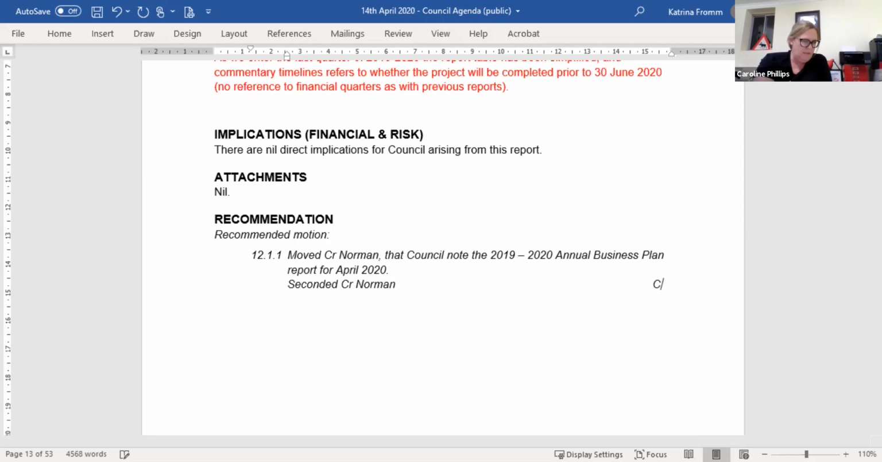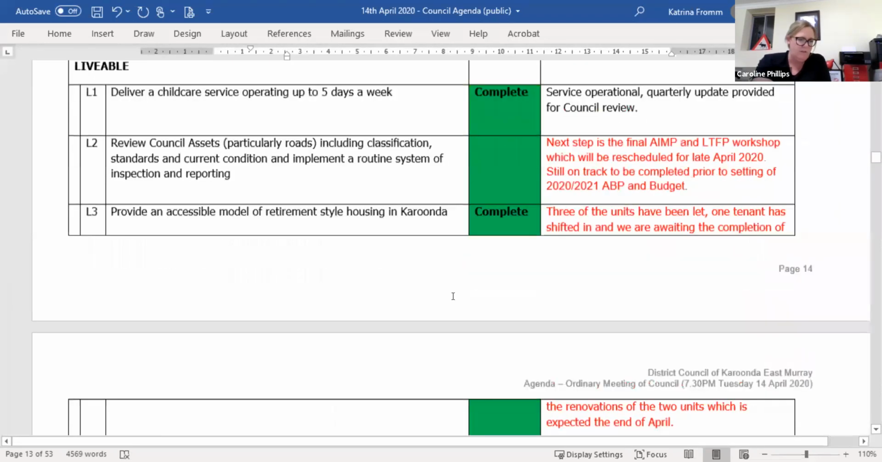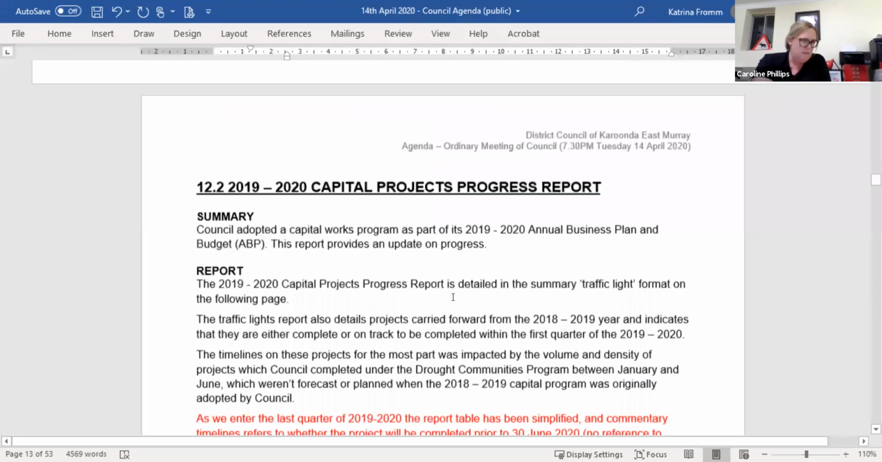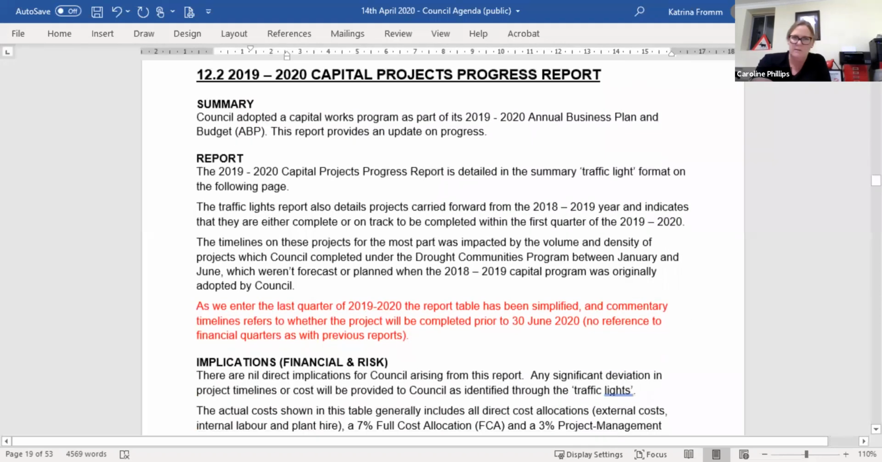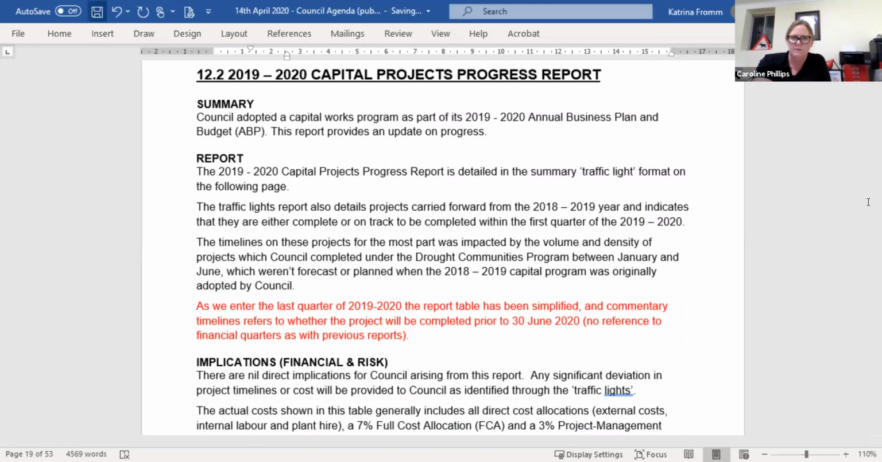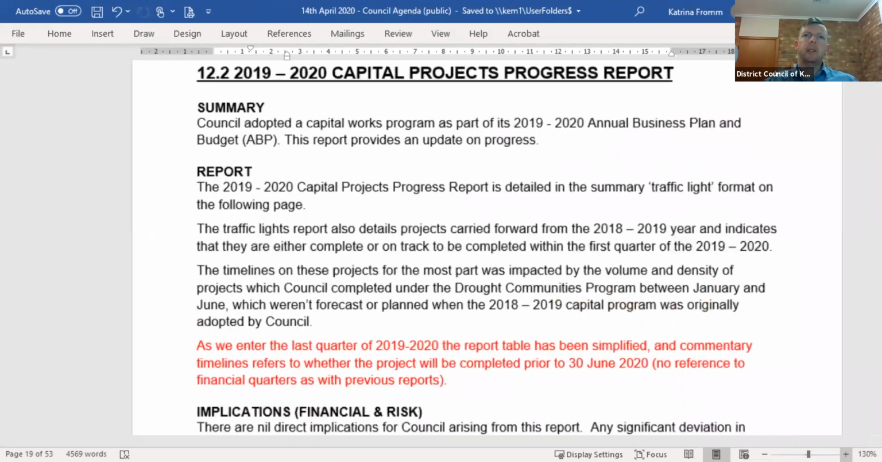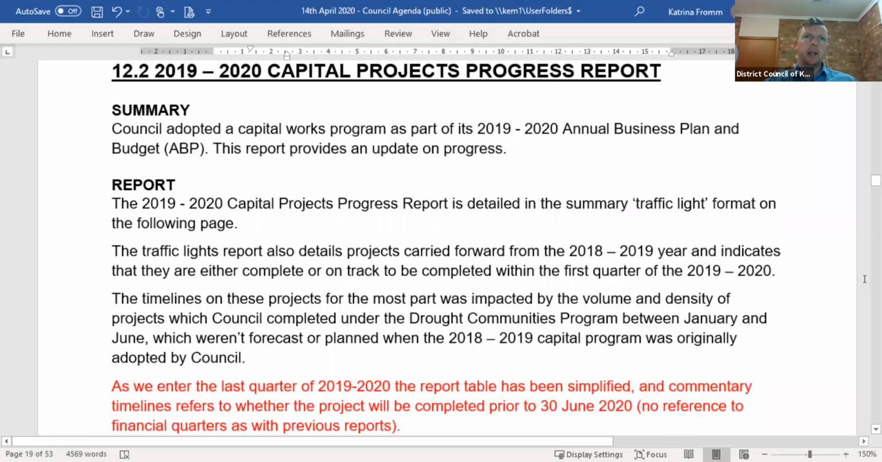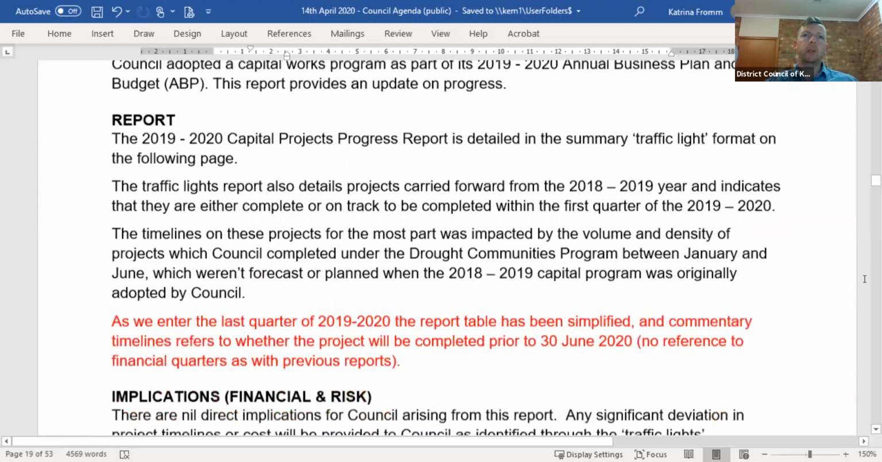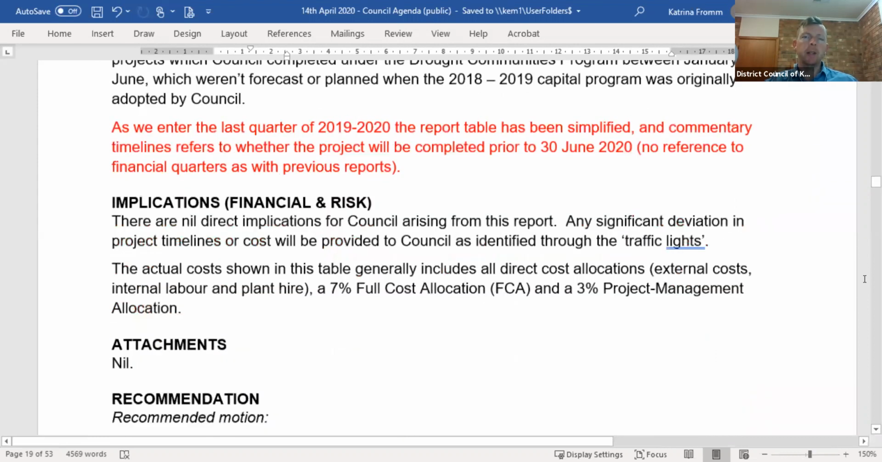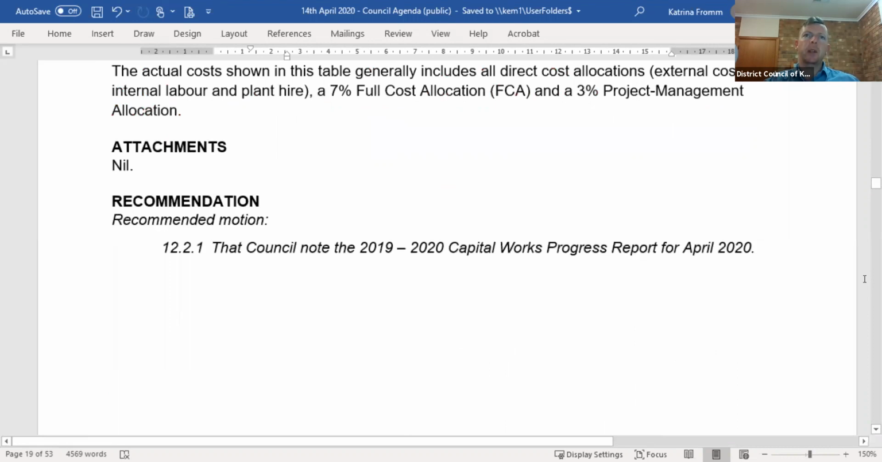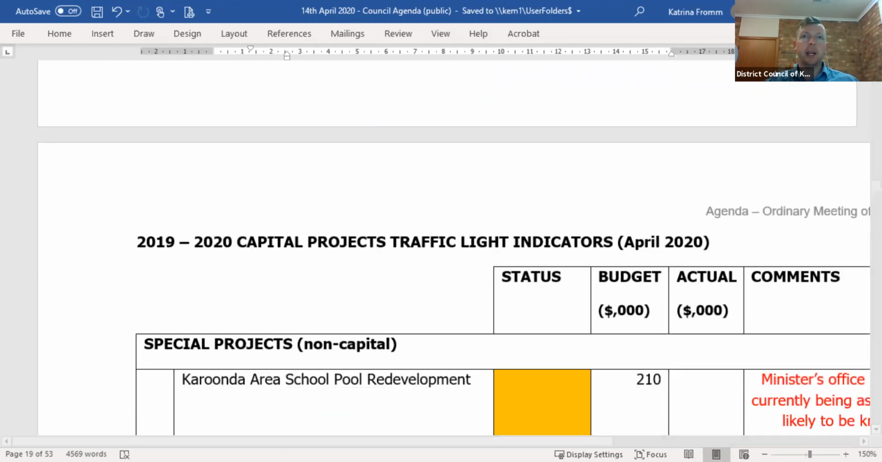Okay, down to item 12.2, capital projects progress report. And is this one for Jared to speak to? Yep, can do. So just same format, so same changes have been made to the layout of the document. Quarters 1 through to quarter 4 have been removed, and then we're now just talking about projects in the context of heading towards 30th of June when you're looking at the table.